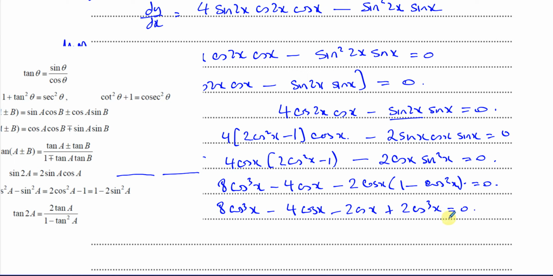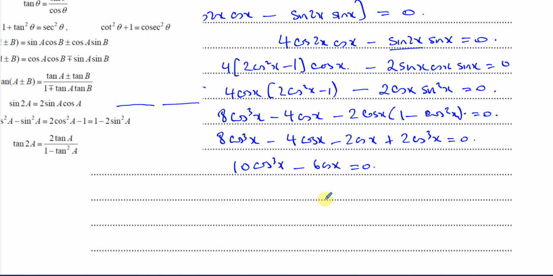So now we can see we've got some like terms. We will get 10 times cosine cubed x minus 6 times cosine x equals 0. And we can see there's a common factor of cosine x. If we take that out, cosine x times 10 cosine squared x. In fact, we can take out a 2 from there. 2 is common in both of those. So in fact, I can just divide by 2. That's even better. Divide by 2.